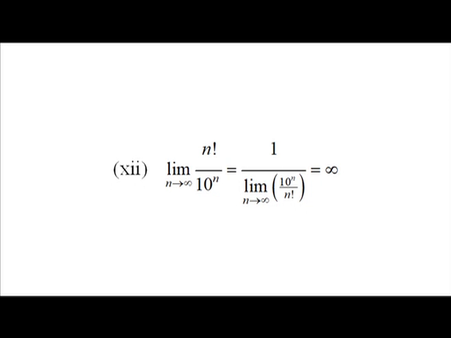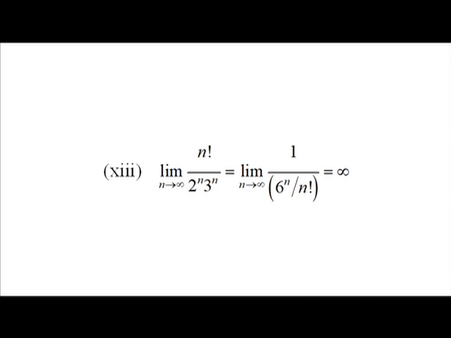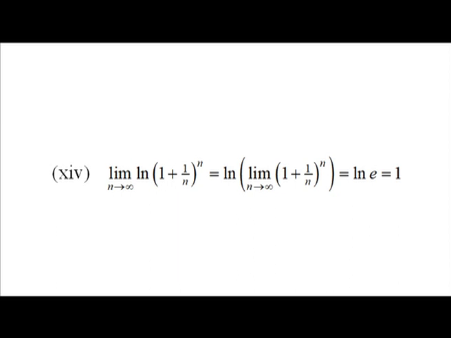12th one, using formula 6, limit of n factorial upon 10 power n as n approaches infinity equal to 1 upon limit of 10 power n upon n factorial as n approaches infinity, which is equal to infinity, hence diverges. 13th one, using formula 6, limit of n factorial upon 2 power n into 3 power n as n approaches infinity is limit of 1 upon 6 power n upon n factorial as n approaches infinity, which is equal to infinity, hence diverges.